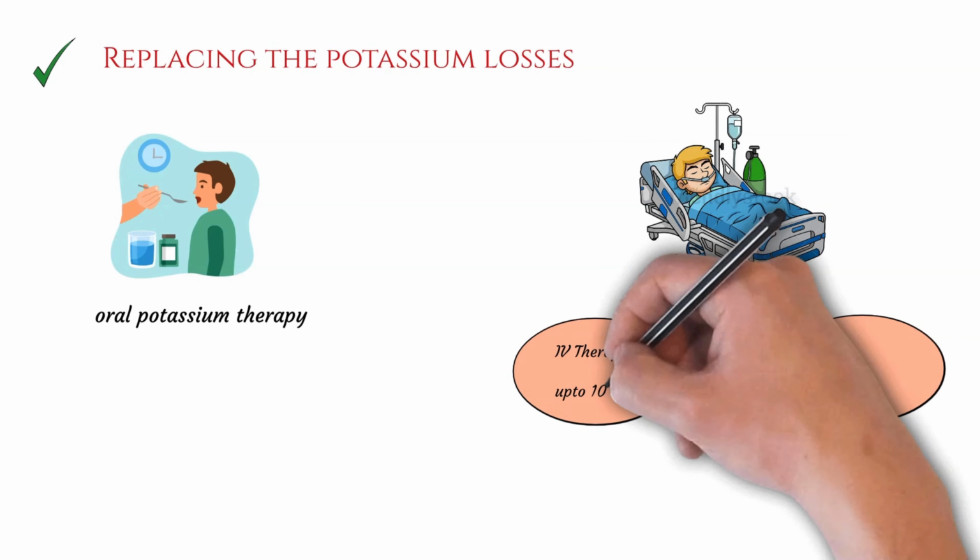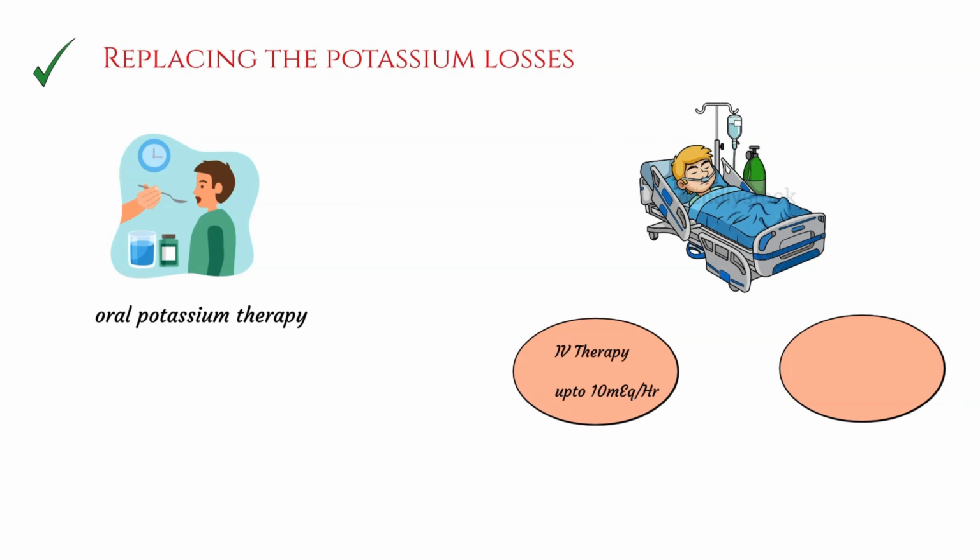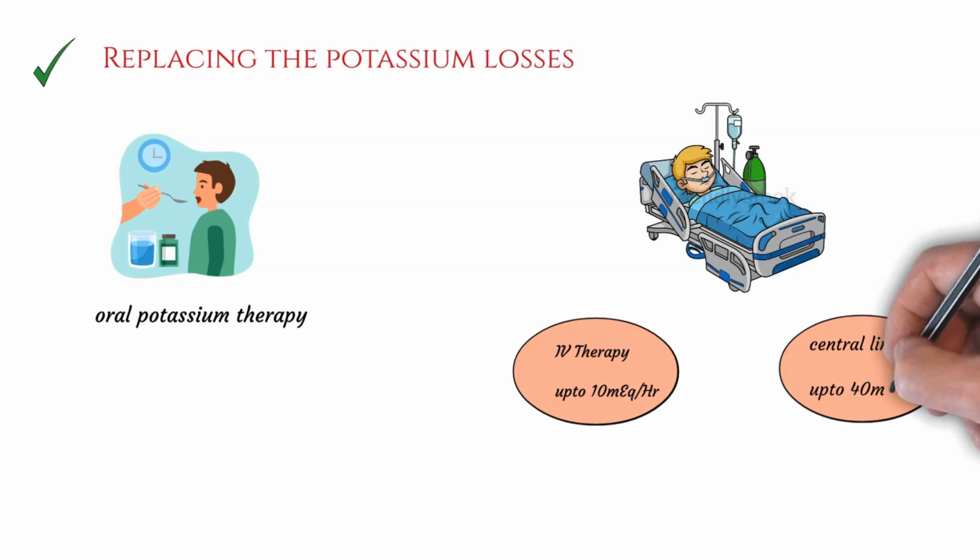which can be given in the form of IV therapy with a dose of up to 10 milliequivalents per hour. But sometimes this is not good enough and the potassium preparation has to be given by a larger route, that is by central line, where the dosage can be given up to 40 milliequivalents per hour. This route is preferred when there is a moderate to severe hypokalemia.